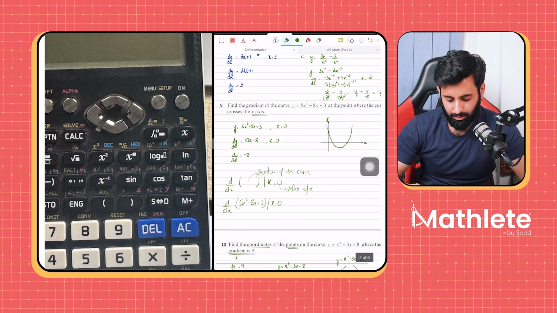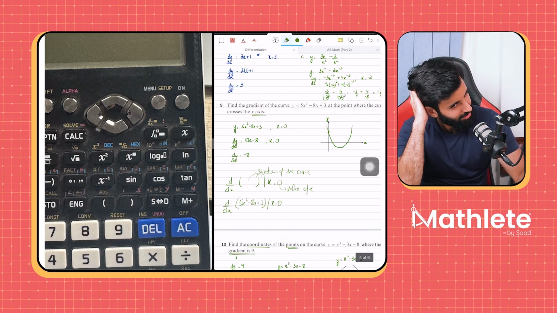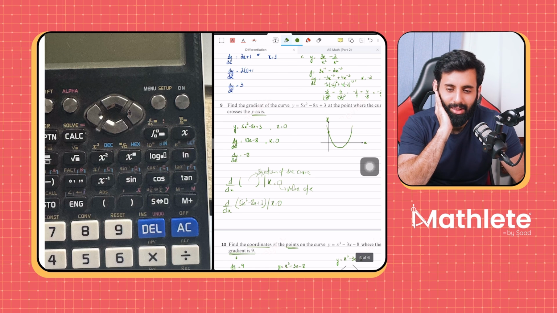Can we get the coordinates from the calculator if we give it the gradient? No, we can't do that. You can't do reverse differentiation.